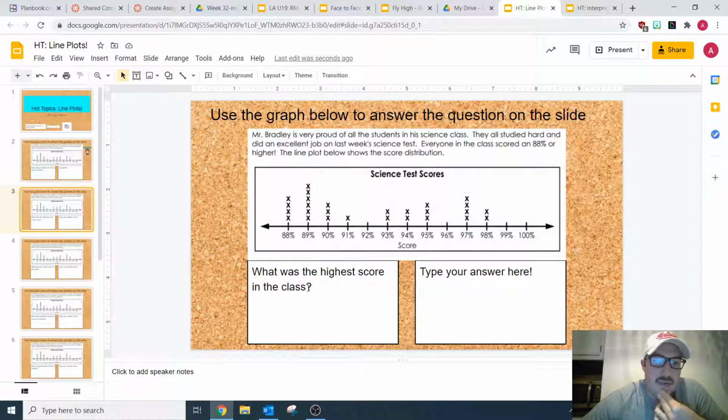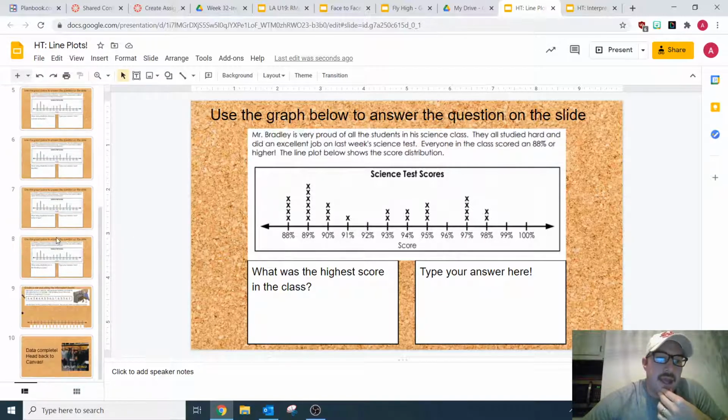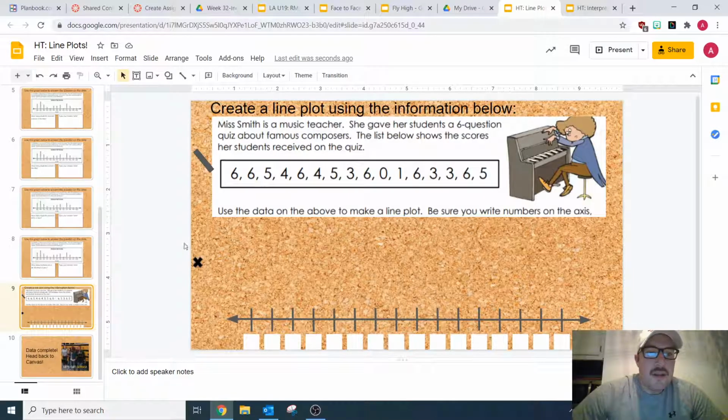What was the highest score in the class? That doesn't mean how many people had the most with that score. Which score was the highest? Which score here was the highest score that someone scored? And once you do that, then you're going to go down to the last part.